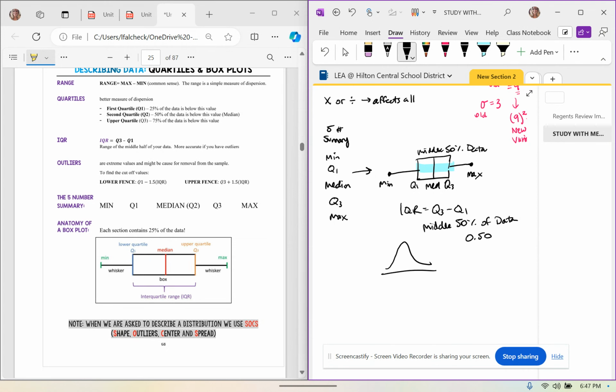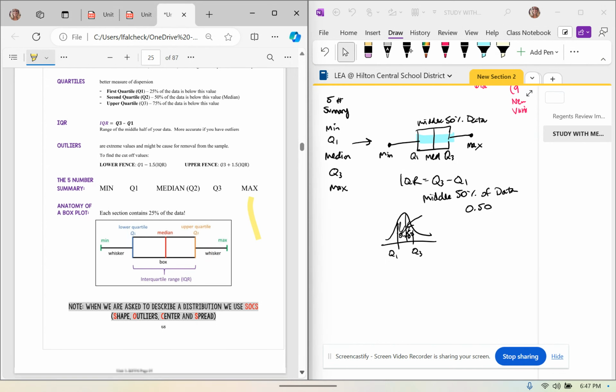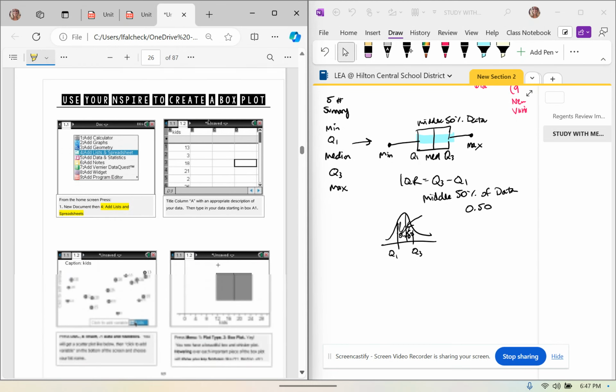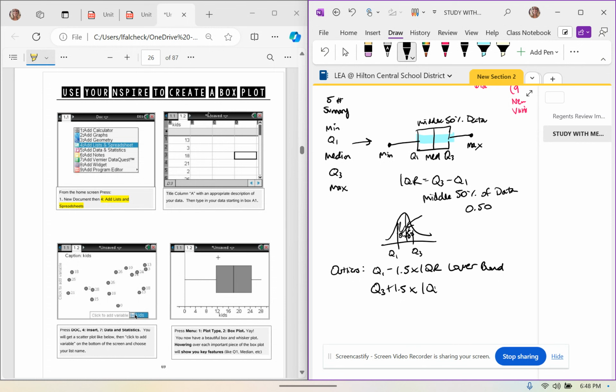So like something like this. This is Q1, this is Q3. This would be, oops, it erased all my stuff, but this would be the middle 50% of the data. Okay. All right, so that is my box plots, IQR, all that stuff. Oh, the test to find an outlier. So you would do Q1 minus 1.5 times the IQR, and that's for your lower bound. And then Q3 plus 1.5 times the IQR, and that's for your upper bound.